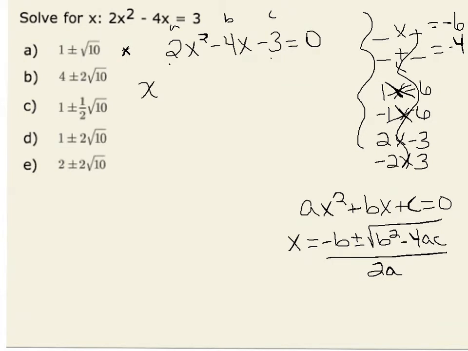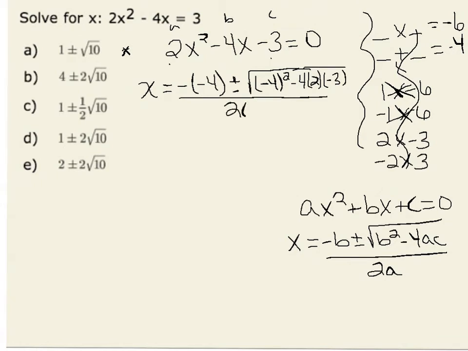x is equal to the opposite of b plus or minus the square root of b squared minus 4 times a times c. This is all going to be divided by 2 times a. Now I must simplify my numerator and denominator.